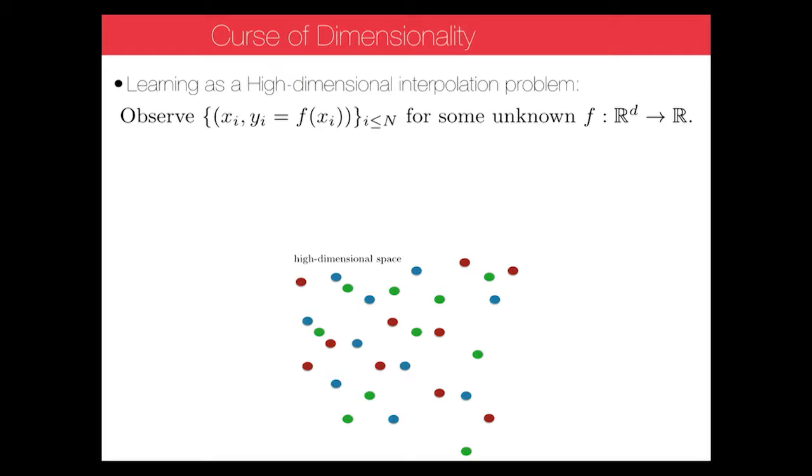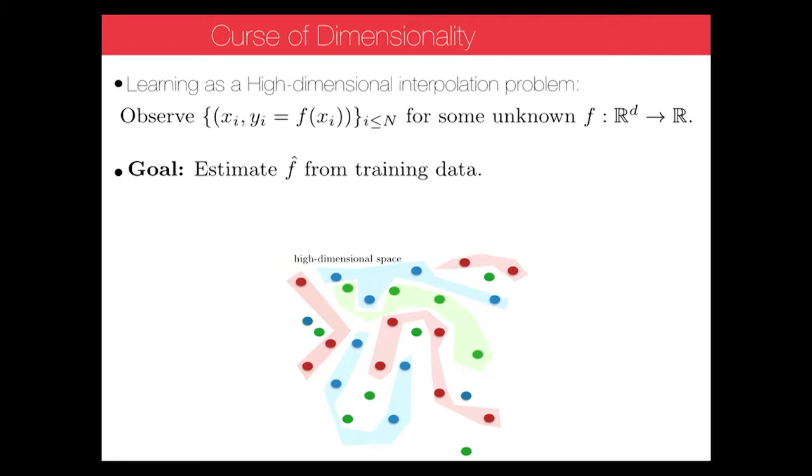We have some known information at some points. These are the training points. And now we try to see learning as an interpolation problem. Okay, so I give you some function. It can be the labels. It can be some regression task.